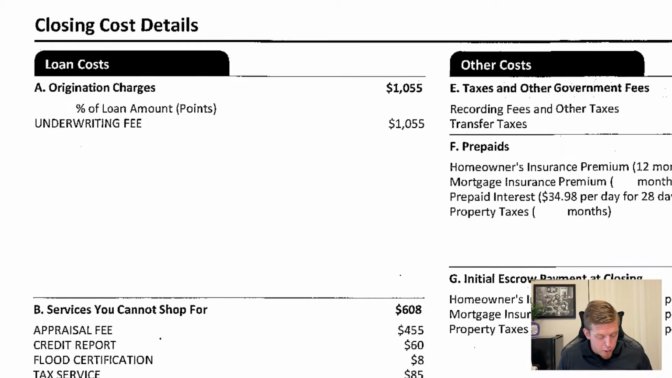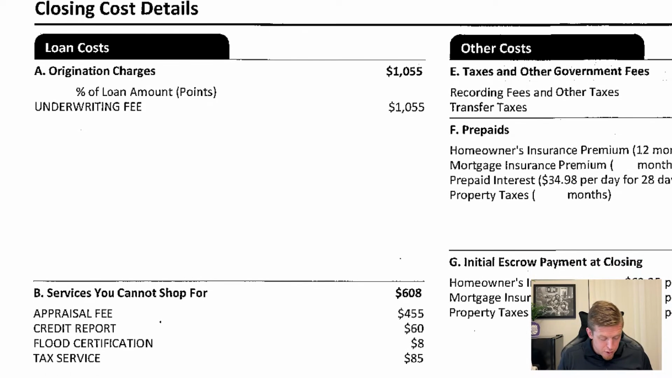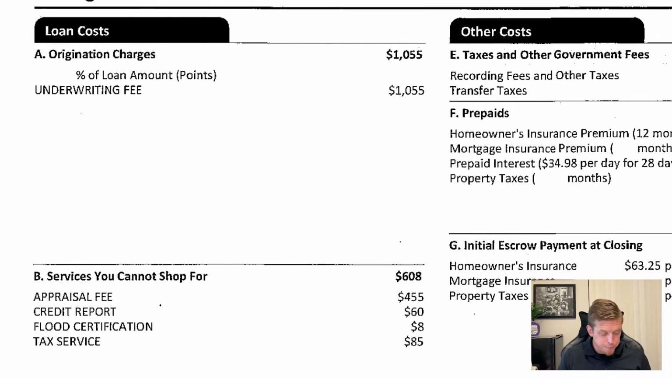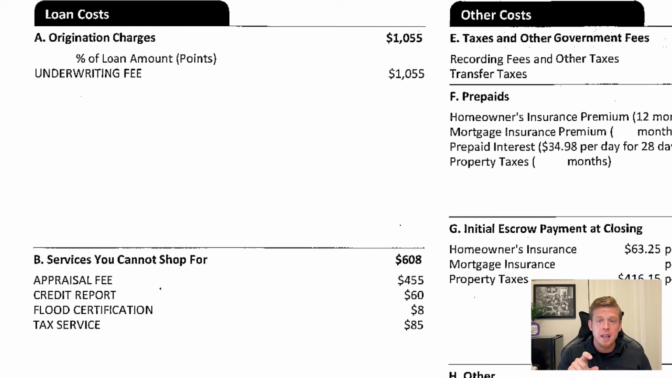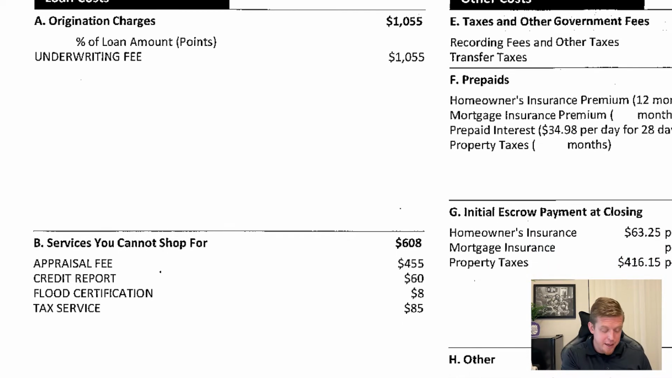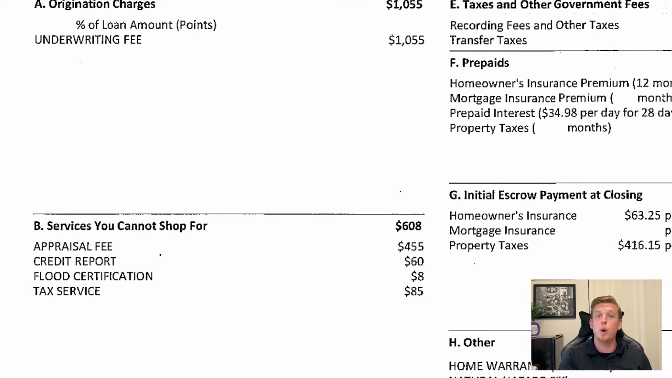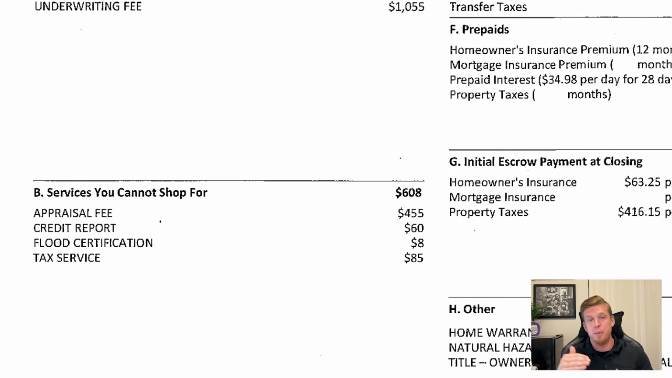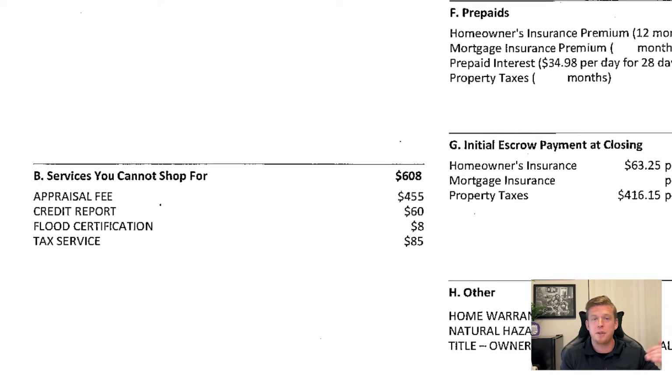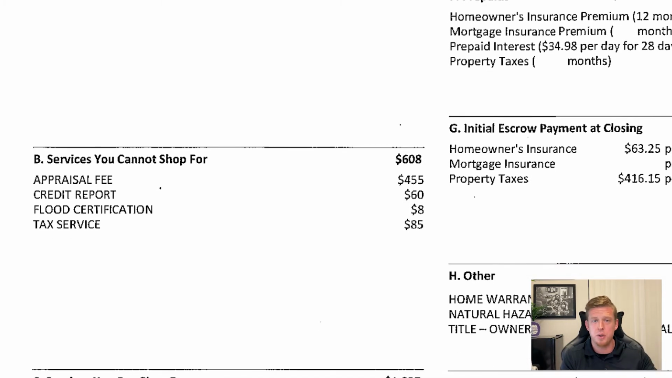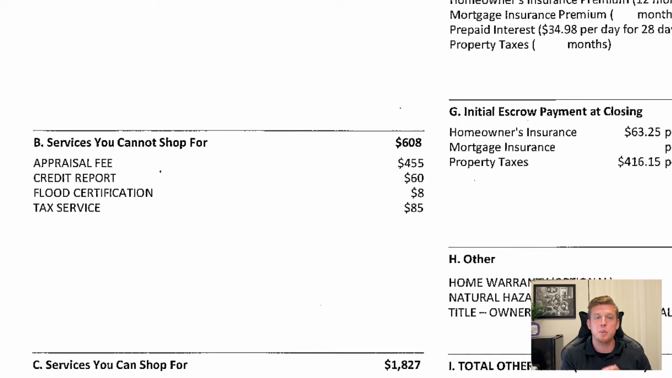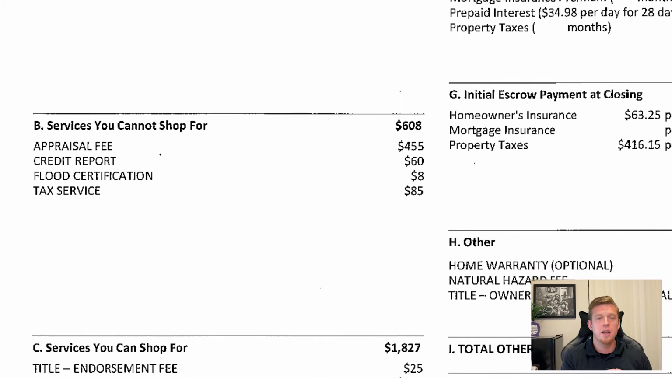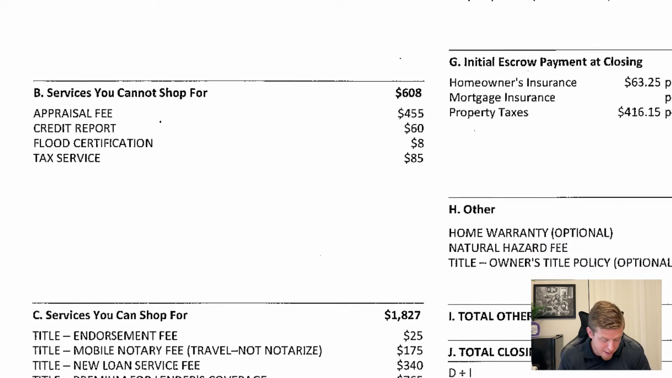B, we've got the appraisal, credit report, flood cert, tax service. Now, when you get a loan estimate, some of these numbers will be kind of high. My credit here says 60. We know when we get to the final closing docs, it's gonna say 31. That number's a little bit inflated in case we have to pull it a second time, in case we need to do some sort of rescore. It's there because we can't change that number higher later. So it's like a just in case type of number.